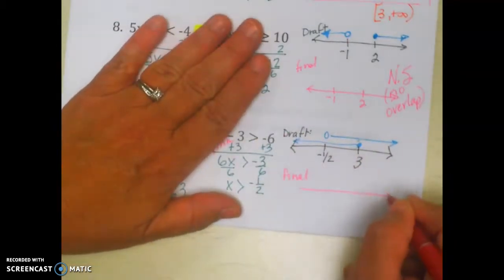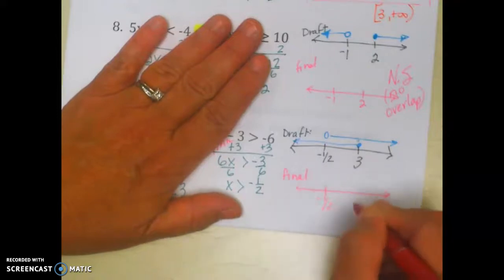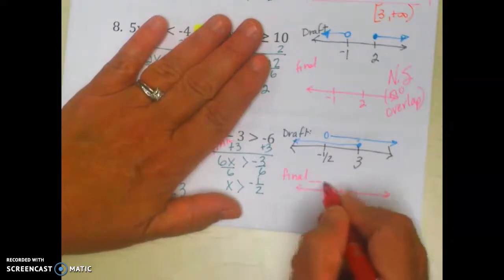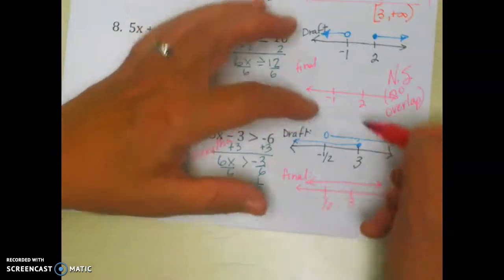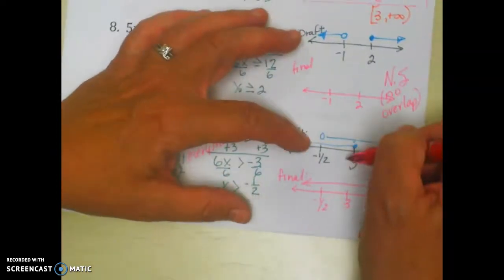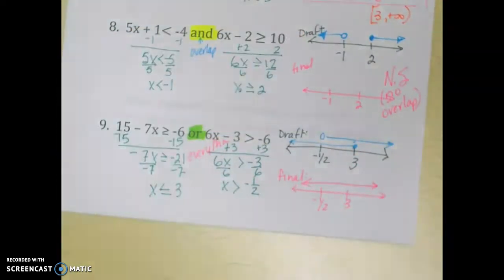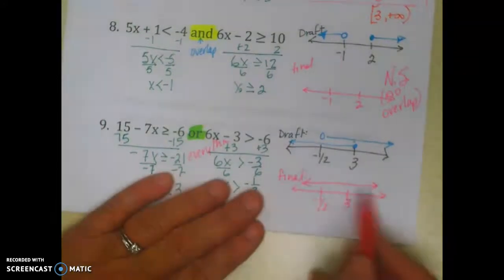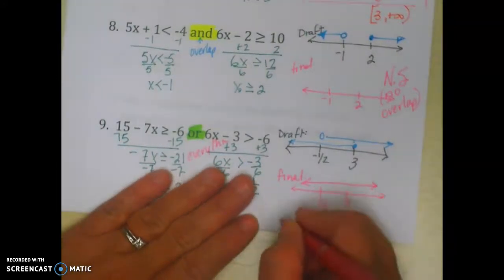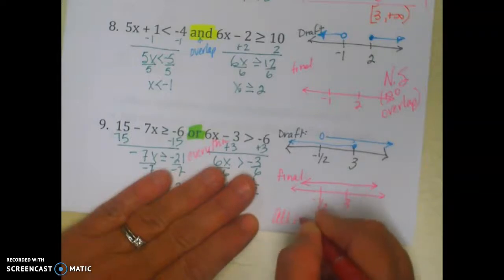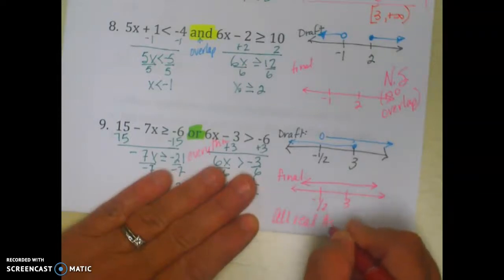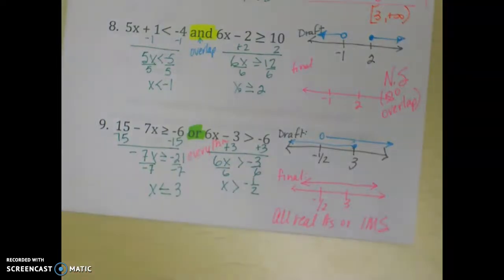I have a straight line, negative 1/2, 3, and my final is everything. Because when you lay those on top of each other to get everything, it closes up the circle and you have a line that's everything. So this is going to be either all real numbers or infinitely many solutions, depending on how your teacher likes that answer. Okay. That is the end of my compound inequalities.